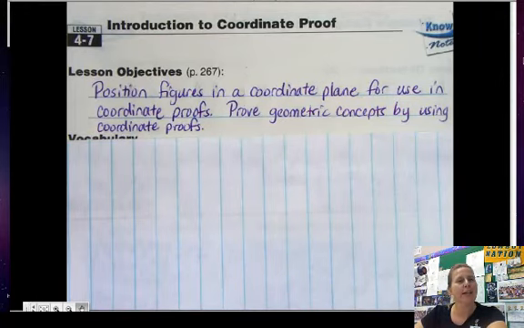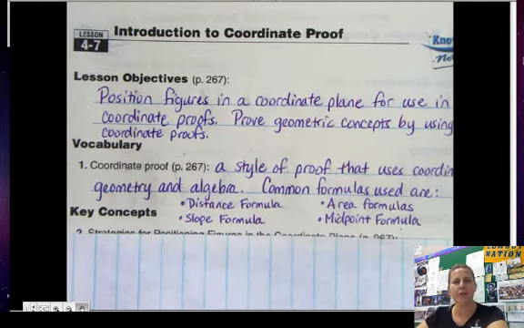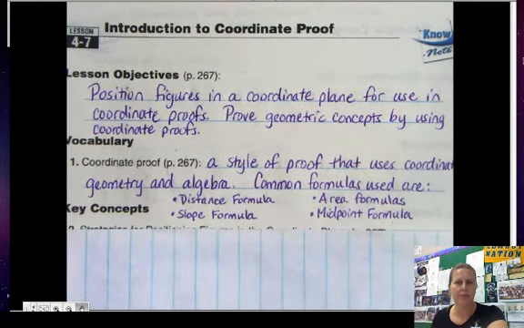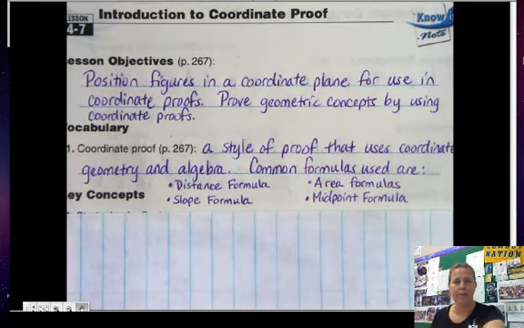Moving on to 4-7, introduction of coordinate proof. Today we're going to position figures in a coordinate plane for use in coordinate proofs and also prove geometric concepts by using coordinate proofs. So, what is a coordinate proof? A coordinate proof is a style of proof that uses coordinate geometry and algebra.